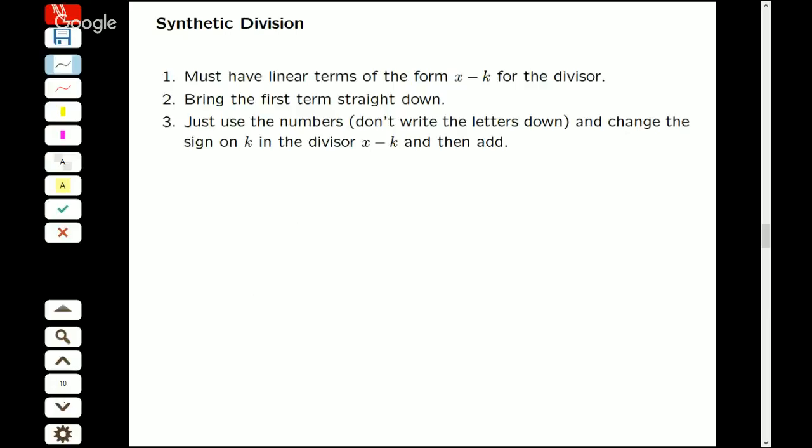Synthetic division. Synthetic division only works when you have linear terms that you're dividing by. So x minus 1, x plus 100, things like that. But it cannot be x squareds or x cubes. You cannot have x to a power. It has to just be an x term that you're dividing by. Your divisor is what you're dividing by. We're going to have a process. We're going to bring the first term straight down, and then we're going to change the sign on the number, and we're going to use that value. This actually takes a very short amount of paper to do these problems when you do synthetic division, which is why people like doing it. You can do it all horizontally instead of vertically.